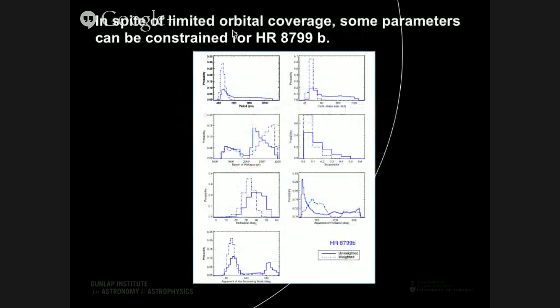So here are histograms for each of these. I'm sorry, the writing is a little bit small. And I guess the point of this slide is that in spite of the limited orbital coverage, you can actually get constraints for some of these parameters. So there are 2 different histograms.